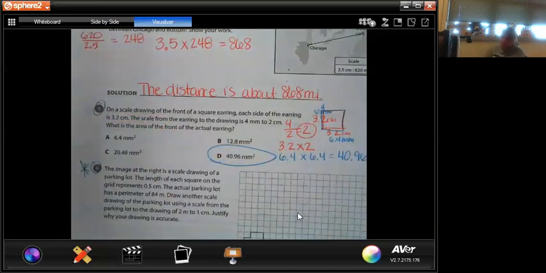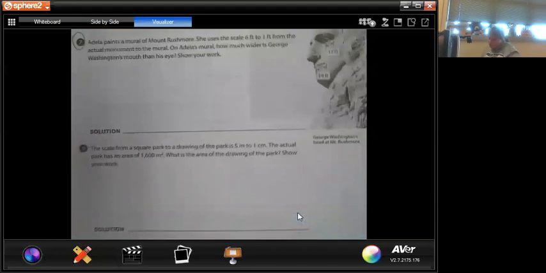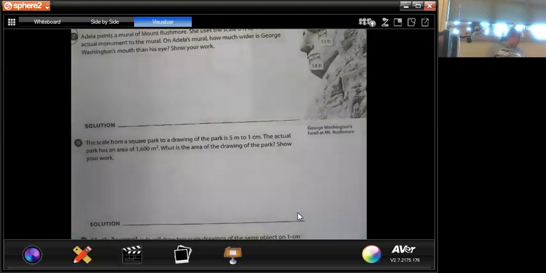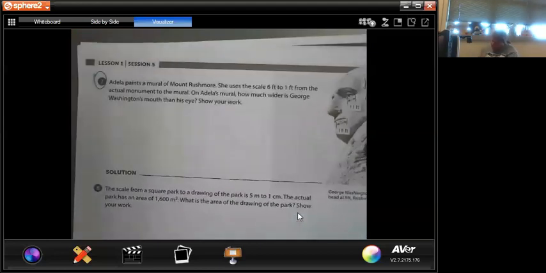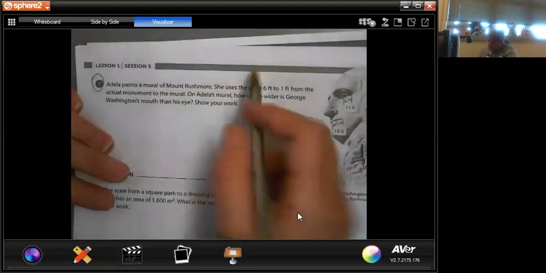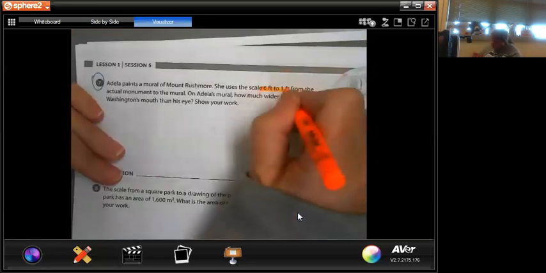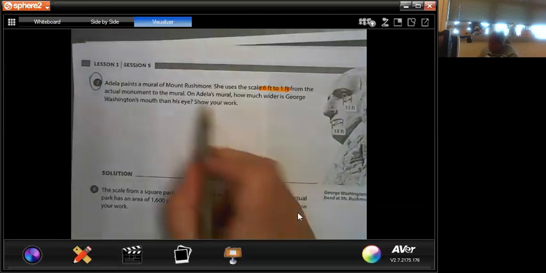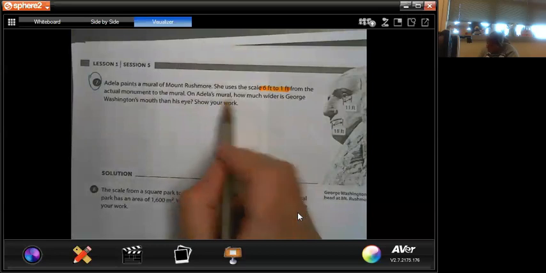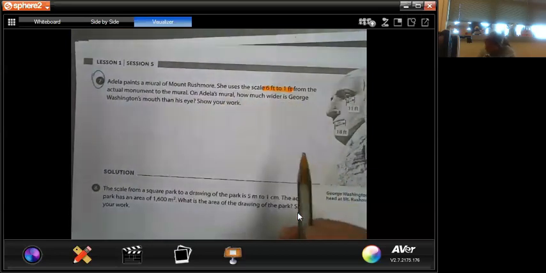All right. And the last one that I want to go over with you guys, or that you guys did for your homework, is number 7. Adele paints a mural of Mount Rushmore. She uses a scale of 6 feet to 1 foot from the actual monument to the mural. On Adele's mural, how much wider is George Washington's mouth than his eyes?